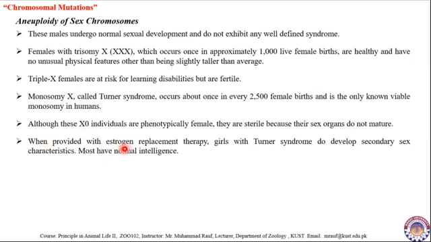When provided with estrogen replacement therapy, girls with Turner syndrome do develop secondary sex characteristics. Most have normal intelligence. So those individuals lack estrogen, which is responsible for the development of the sexual characteristics, and when estrogen is supplied to them, then the development of secondary sex characters occurs and they have normal intelligence.